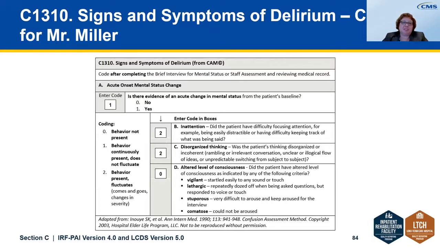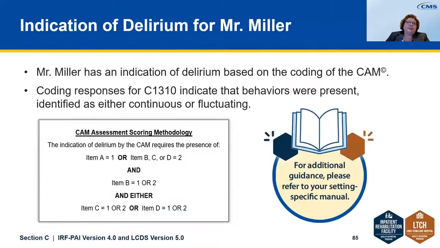So what does this mean for Mr. Miller? Really, that's what we want to get to. Based on this coding and considering the CAM assessment scoring methodology, Mr. Miller has an indication of delirium. Coding responses for C1310 indicate that these behaviors were present, identified as either continuous or fluctuating.